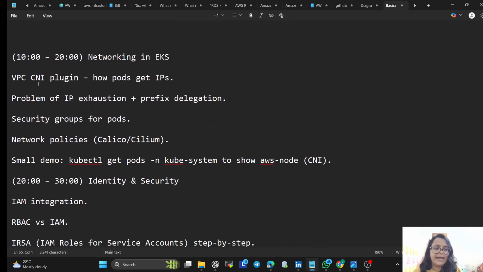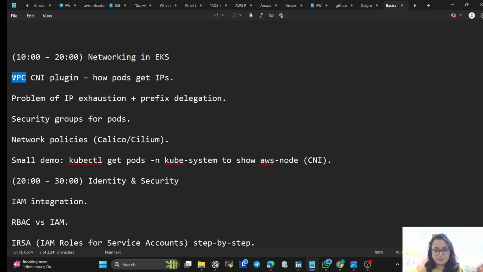The topic is the VPC CNI plugin. What does VPC CNI plugin mean, and how do pods get IPs? Each pod gets an ENI, which we call an elastic network interface. If, for example, one pod is there, that pod will get a separate IP from the VPC subnet through an elastic network interface. So the pod will appear as a first-class citizen in the VPC.